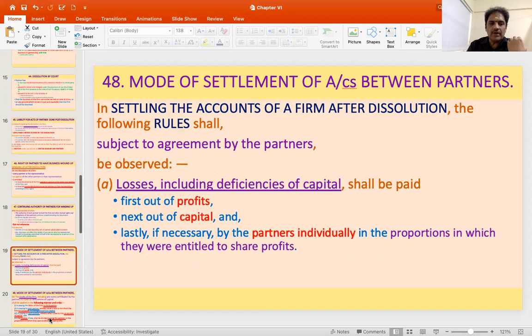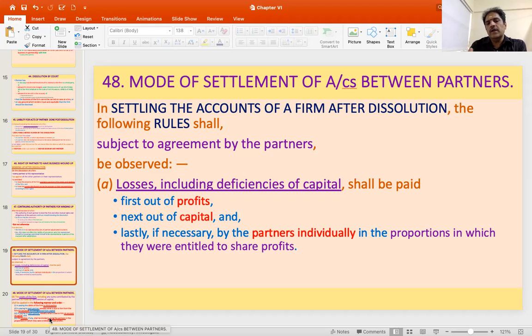Then this is an important section, this and the next one, which talks about the mode of settlement of accounts between partners. Here again, subject to the agreement between the partners, you could have an agreement to the contrary, and you could draw up your own procedures relating to settling of the accounts. But if you don't have any modifications or specific rules drawn up, then the general rules in sections 48 and 49 would apply. It says, in settling the accounts of a firm after dissolution, the following rules shall be observed, subject to agreement by the partners. What are those rules? First, what is the treatment of losses?